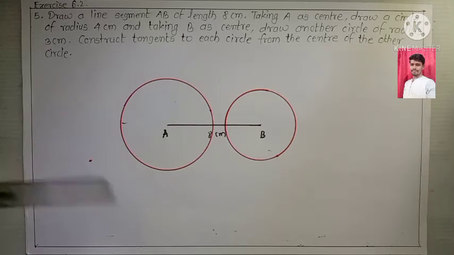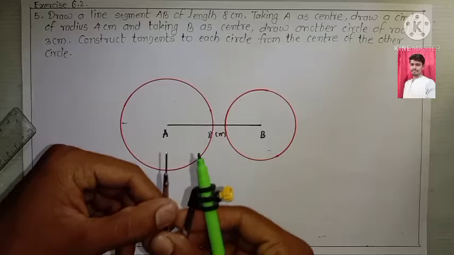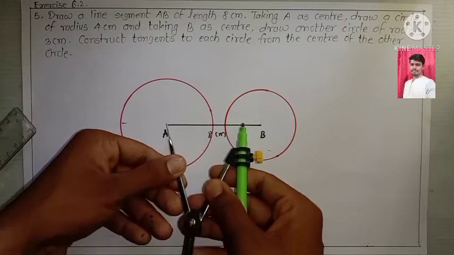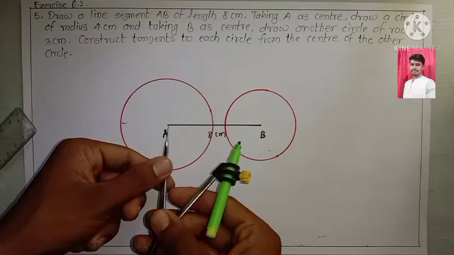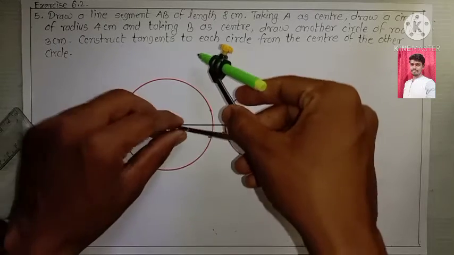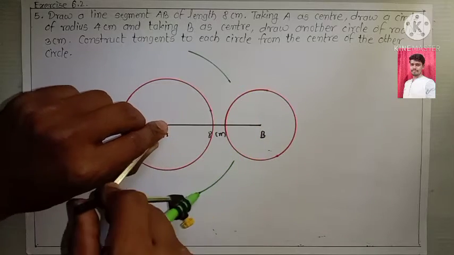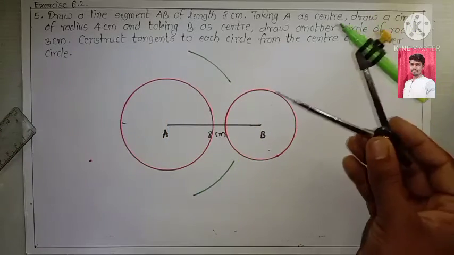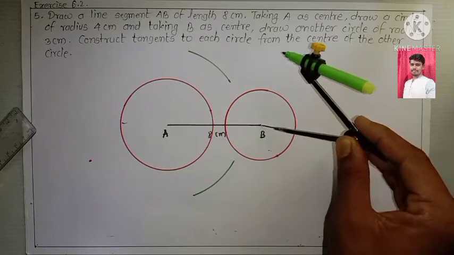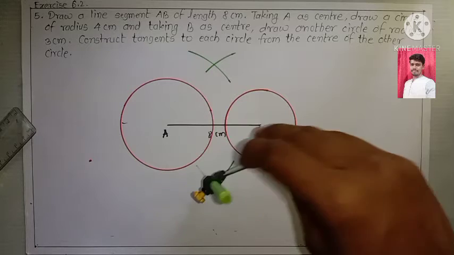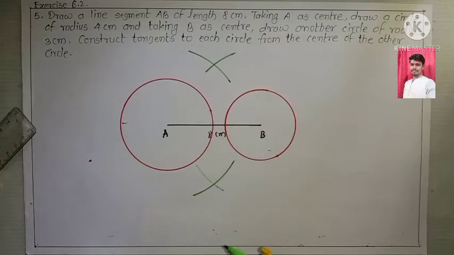Now step 4. In a compass, take more than half of this AB. Put the needle of the compass on point A, draw one arc upside and the same downside. Now put the needle of the compass on point B again, and draw one upside and one downside. These two intersecting arcs we get.